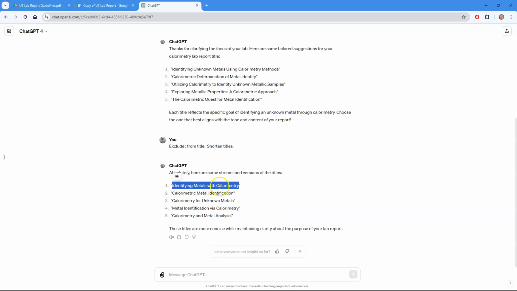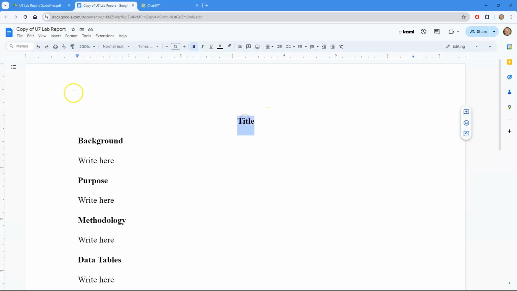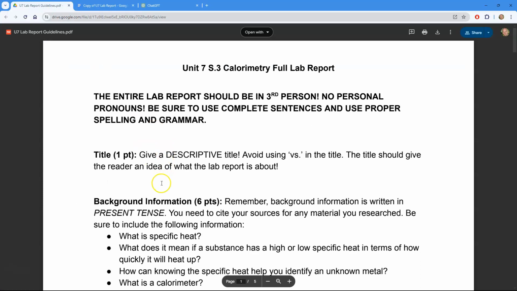So I'm going to just grab the first one. You cannot use my title. You have to come up with your own. All right, so boom, there's my title. And I think that meets the guidelines.